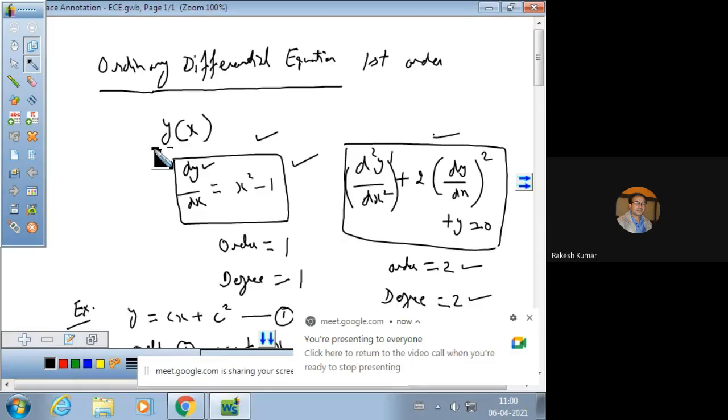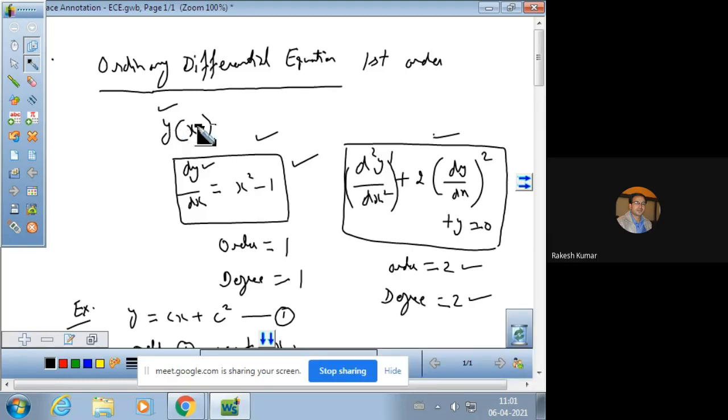We have to start with the topic of ordinary differential equation of a first order. So, if y of x is a function, where y is a dependent variable and x is an independent variable, then we can easily find out the derivative of y with respect to x.